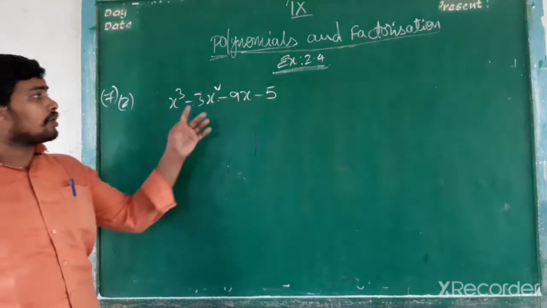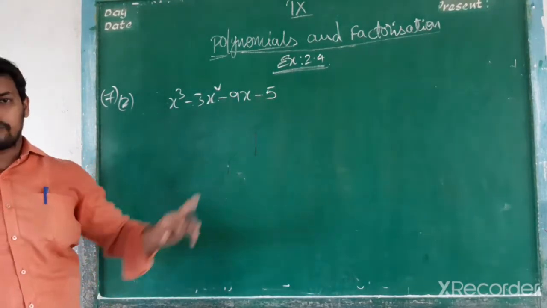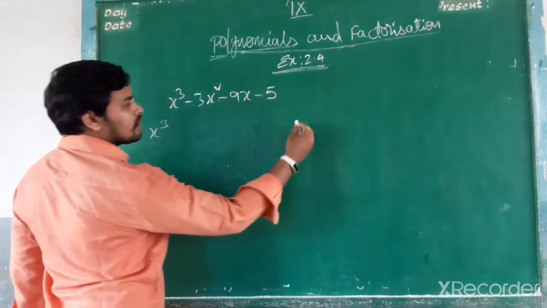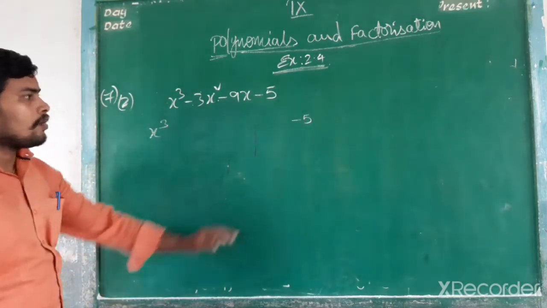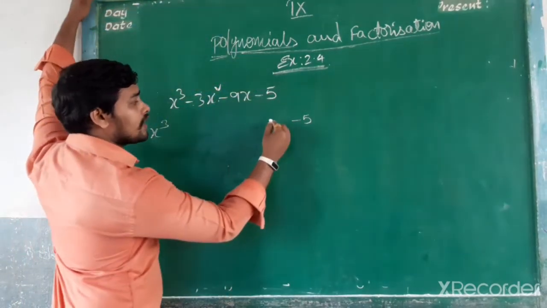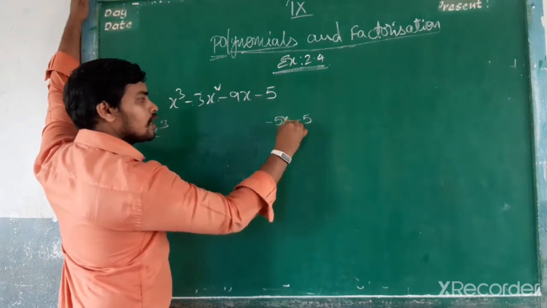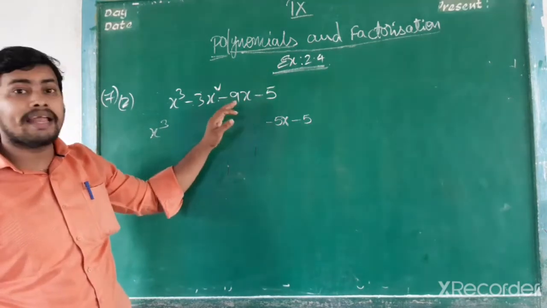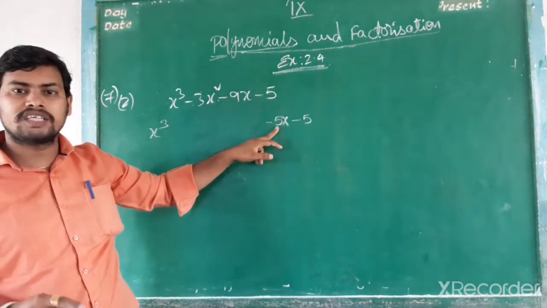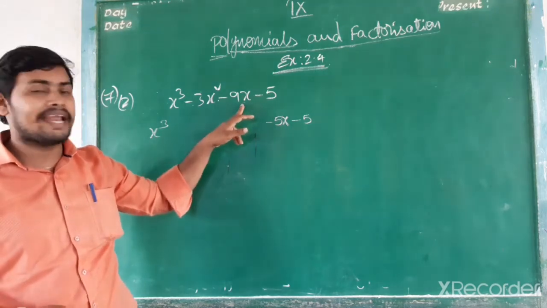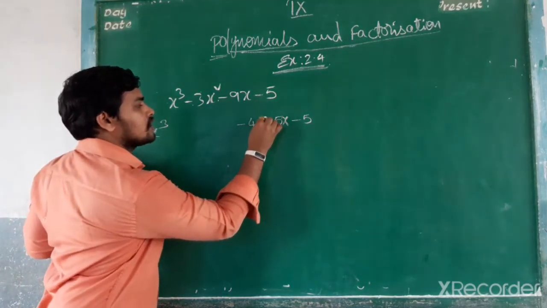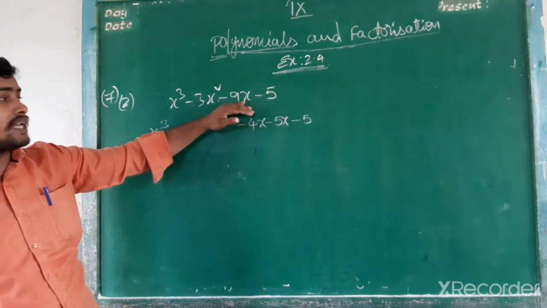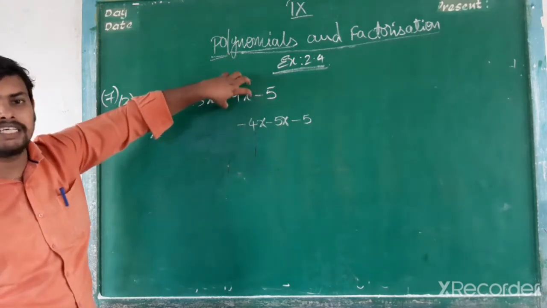X cube minus 3x square minus 9x minus 5. Okay, so we simply write x cube as x cube and the final one is minus 5. But here minus 5 is there. So we have to write minus 5x. Okay, but here the result is minus 9. So you have to add minus 4. Okay, minus 4 minus 5, minus 9. So I have to write minus 4x. Okay. So minus 4x minus 5x, the result is minus 9x. Okay, so we have easily split the 9x term.